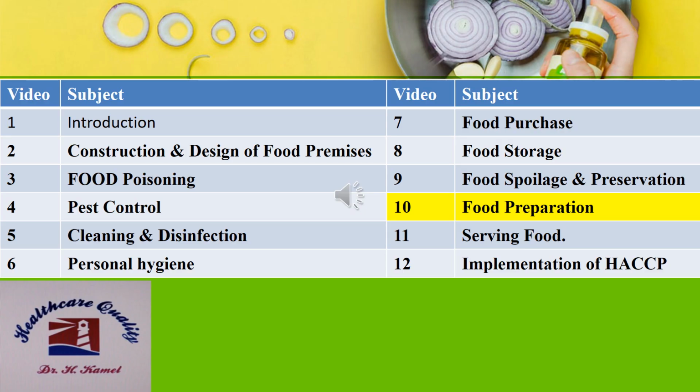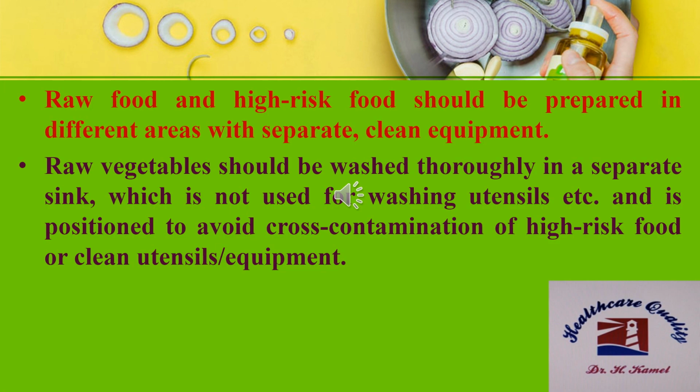This is the 10th of a series of 12 videos about HACCP. Raw food and high-risk food should be prepared in different areas with separate clean equipment. Raw vegetables should be washed thoroughly in a separate sink, which is not used for washing utensils, and is positioned to avoid cross-contamination of high-risk food or clean utensils or equipment.